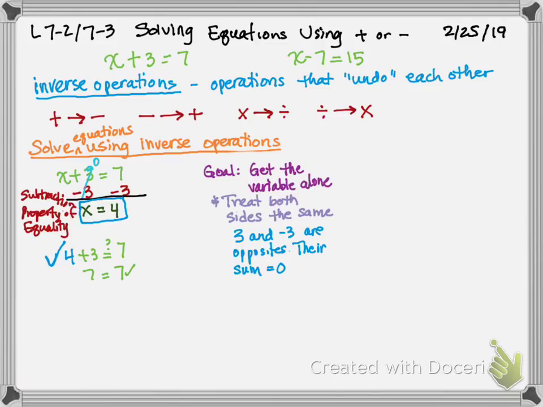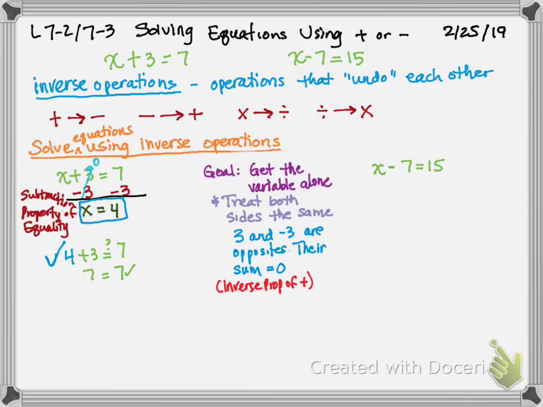Okay, so I'm just going to write that down there. Inverse property of addition. Okay, so when I add opposites or inverses, I will get 0 every time. So let's look at the other one we had, which had x minus 7 equals 15.